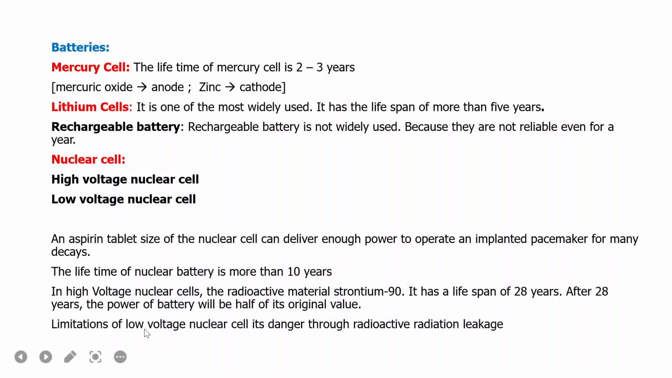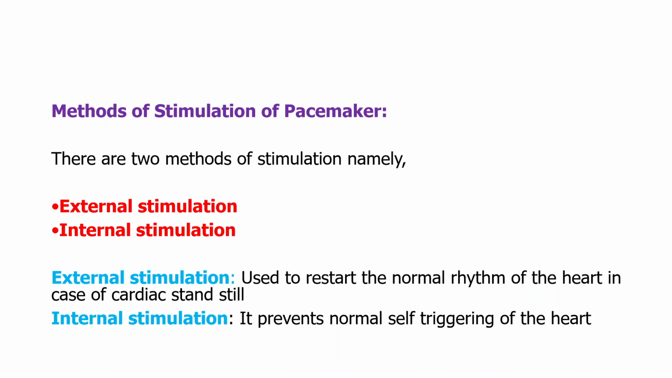Another thing is that the low voltage nuclear cell also has some problems like radiation leakage. So we have to go for the better choice, high voltage nuclear cells.